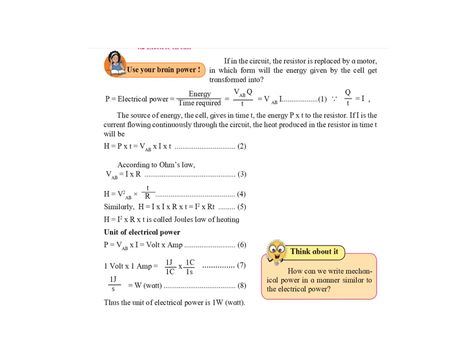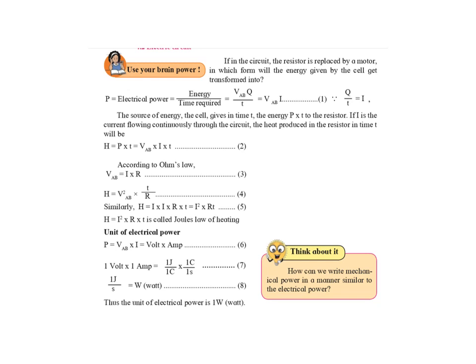Now, if you substitute this in equation number 2, what do we get? We get H = V × (V/R) × t, which is equal to V² × t / R. How did we get this? H was given to us as V × I × t. Instead of I, we wrote V upon R, into t. And then we multiplied, we got equation number 4, which is H = V²t / R.